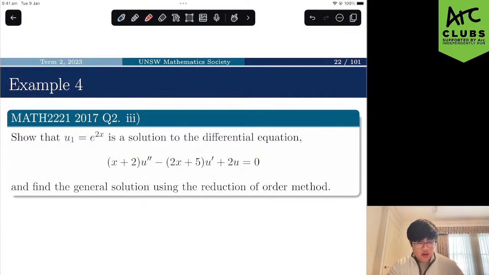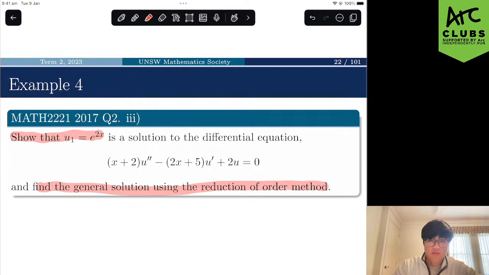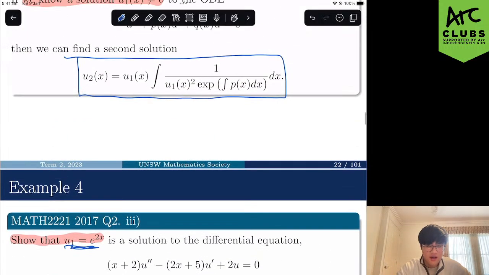So firstly, we show that U1 is a solution, and then find the general solution using the reduction of order method. I guess the general idea is, first, show U1 as a solution. We get one solution. We can find the second solution through the reduction of order. And then we can just write it in the general solution form. So nothing too difficult here.